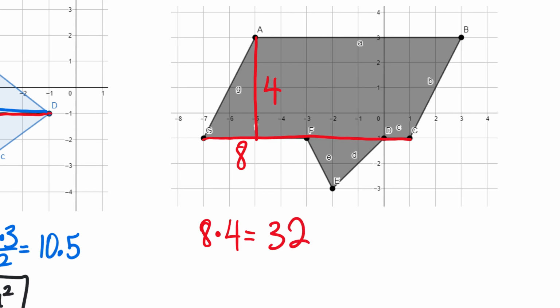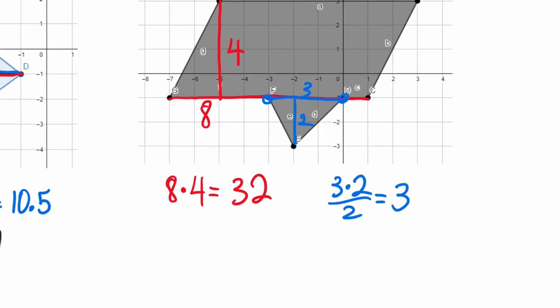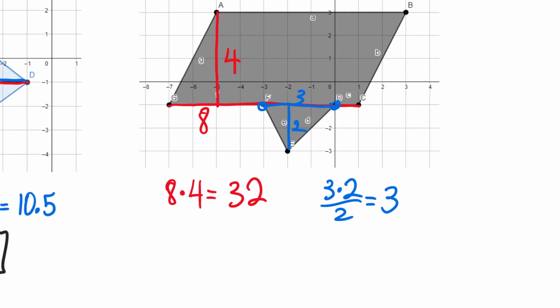Then the triangle. How long is the base of this triangle? It's 3, and then the height is 2. 3 times 2 divided by 2, which is 3. Yep. So there's the area of the parallelogram, the area of the triangle, and together it's what? 35.